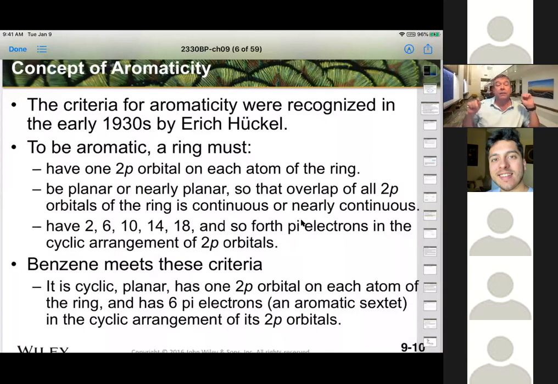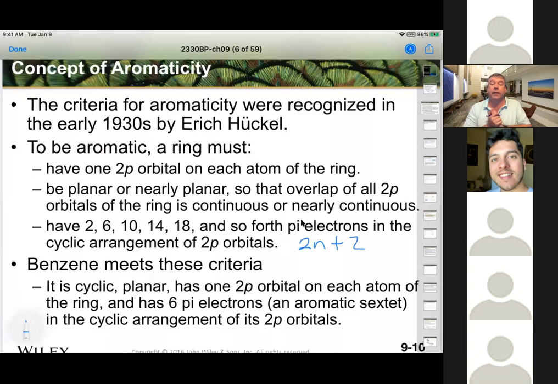Now, the last rule is it has to have a certain number of electrons in those p orbitals, okay? And the rule is that it has to have 2, 6, 10, 14, or 18, okay? The most important one is benzene, because it has 6, and we'll talk about why this is. There's actually a rule for this. It's called the 4N plus 2 rule, where N is equal to any number from 0, 1, 2, 3, or 4.